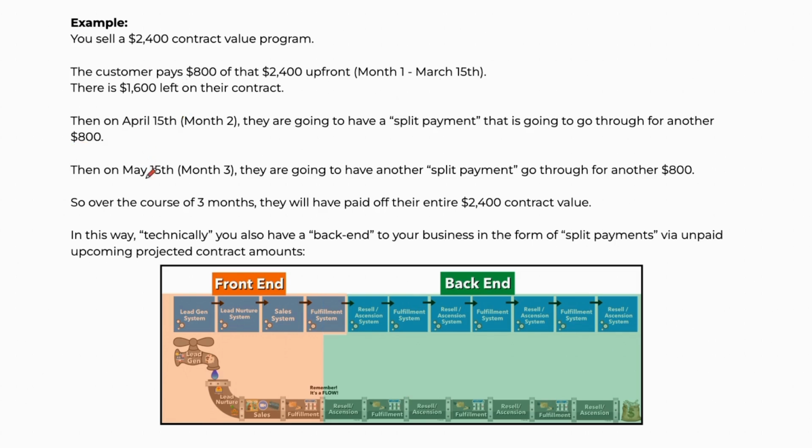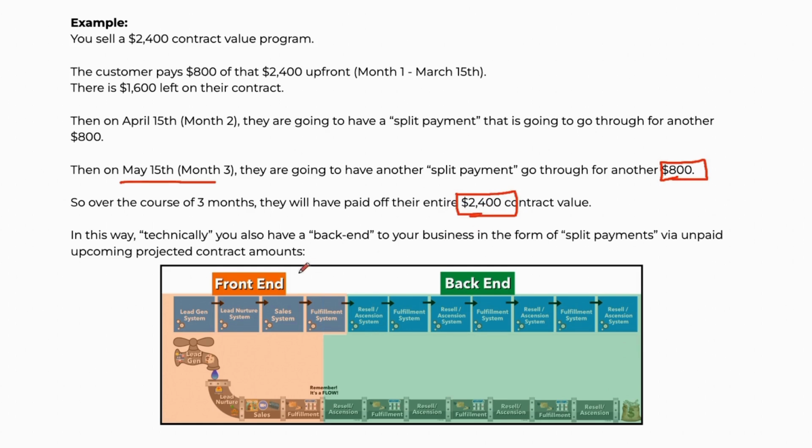Then on May 15th, which is now the 3rd month, March, April, May, they're going to have their final split payment come through for $800. It's automatically charged through, because we have the card on file. And so over the course of 3 months, they have now paid off their entire $2,400 contract value. Is that making sense so far?